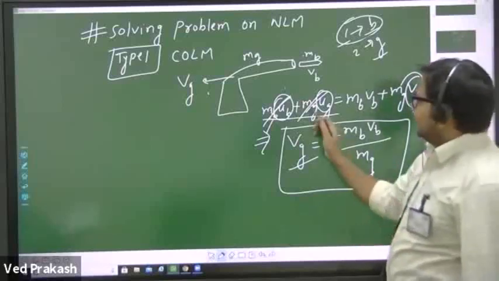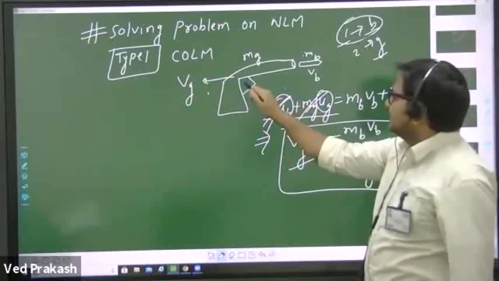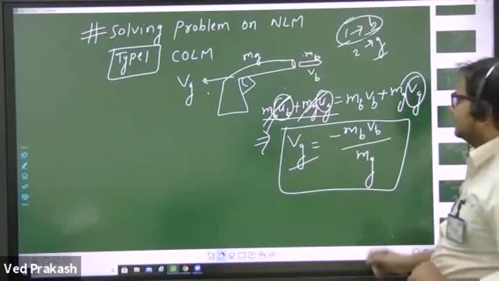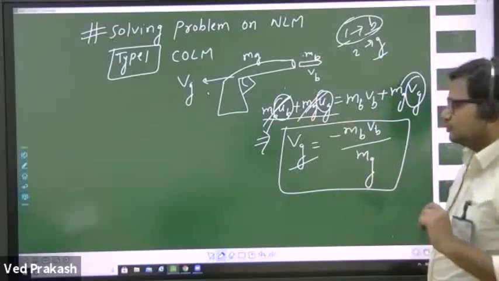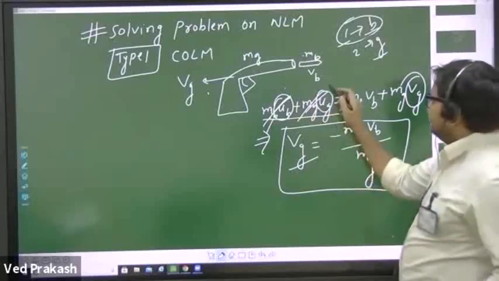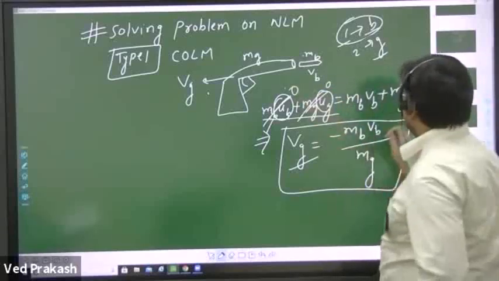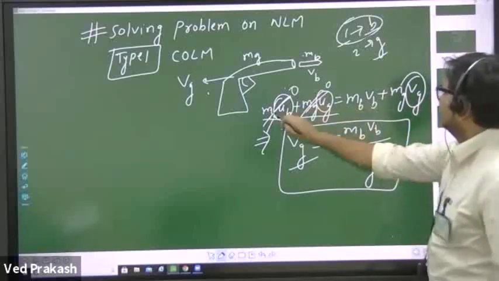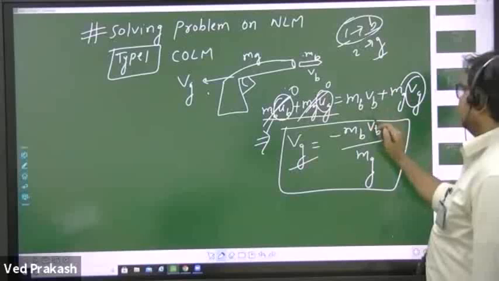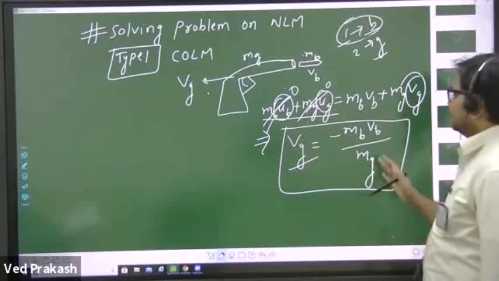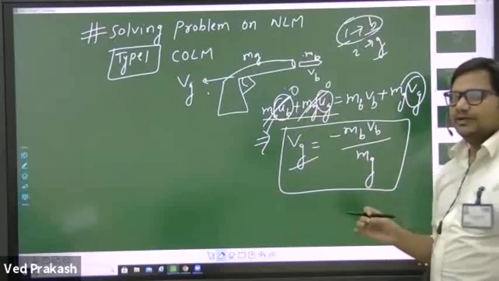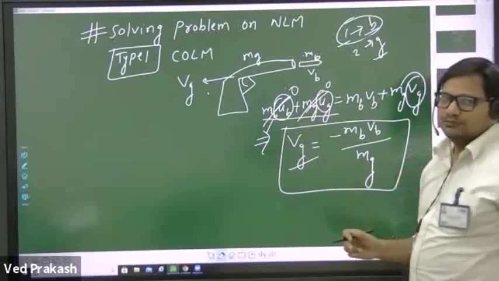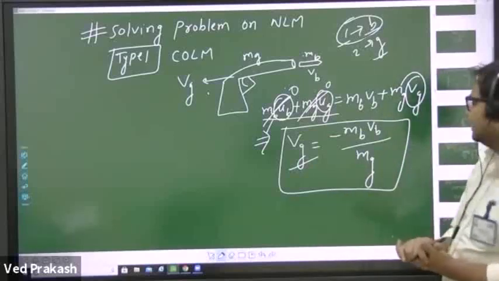As we know, the gun and bullet are initially at rest before firing, so ub and ug are going to be 0. If you solve this equation, you will get Vg equal to minus Mb Vb upon Mg. Out of these four quantities, three will be given in your numerical and you have to find the fourth one. You can solve this kind of numerical very easily.